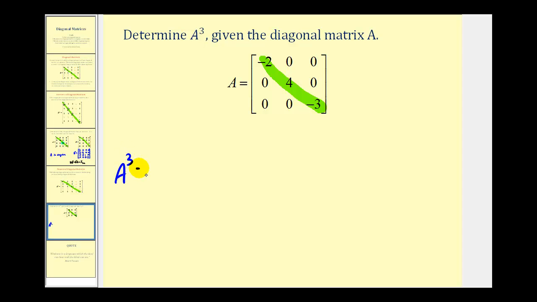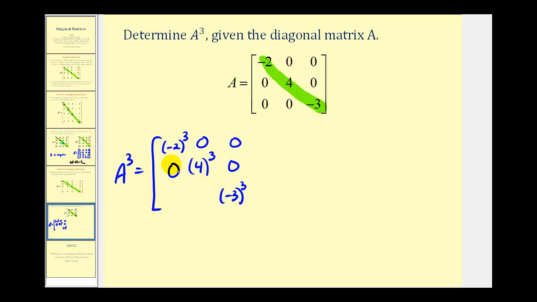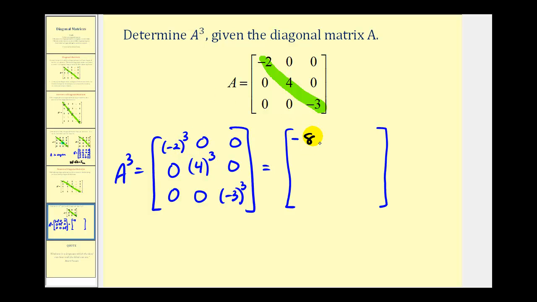So A to the third is going to be equal to the matrix where the main diagonal is going to be -2 to the third, 4 to the third, and -3 to the third. Of course, all the other elements will remain 0. So -2 raised to the third power would be -8. 4 to the third is 64. And -3 to the third is -27.